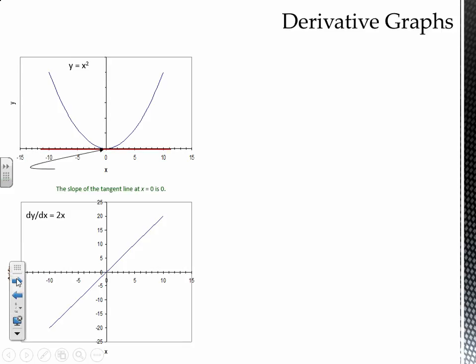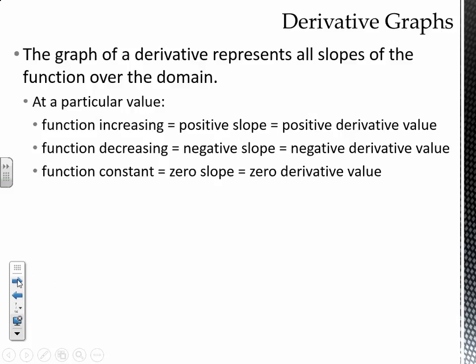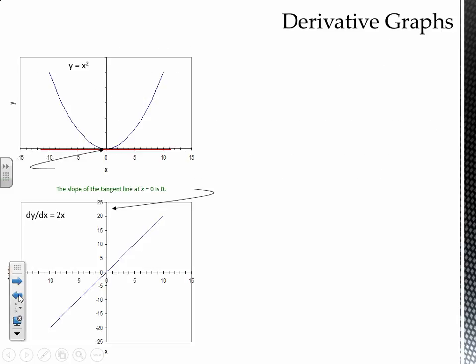At 0, we have a horizontal tangent line because that's where our parabola is changing directions. So our tangent line has a slope of 0, which means our derivative has a value of 0. So we have the coordinate 0, 0 here. Whatever that slope is, that's the value of the derivative. So I want to come back to here.